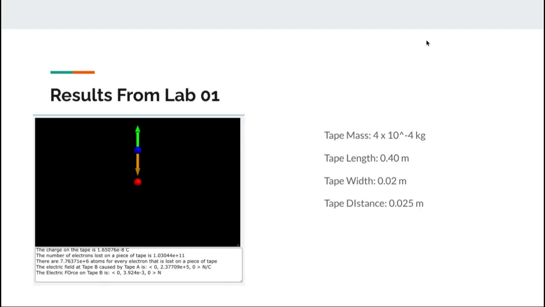And so going back to Lab 1, our results from that experiment, we had the tape mass equal to 4 times 10 to the negative 4 kilograms. The tape length was 0.4 meters, and the tape width was 0.02 meters. The tape distance was 0.025 meters. And then here on the left, you can see the blue point charge that represents the top tape, and the red point charge that represents the bottom tape. And then you have the green arrow of the electrical force, and then the orange arrow is the gravitational force. And there at the bottom you can also see that the charge on each tape was in fact 1.65076 times 10 to the negative 8 coulombs.